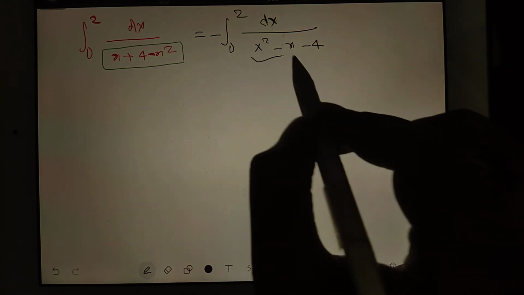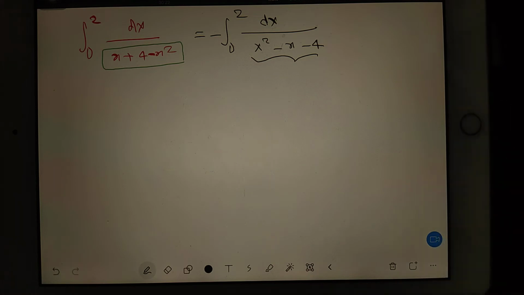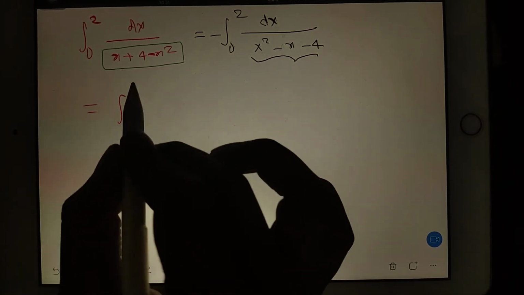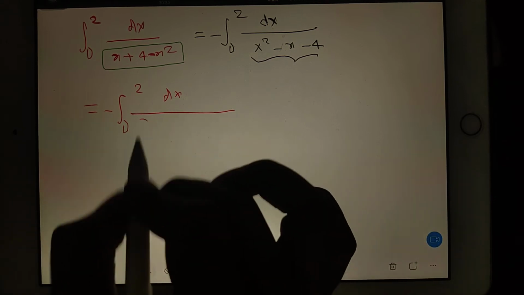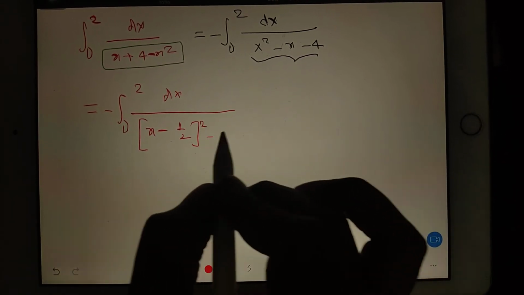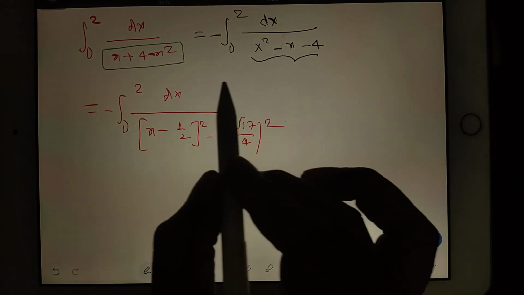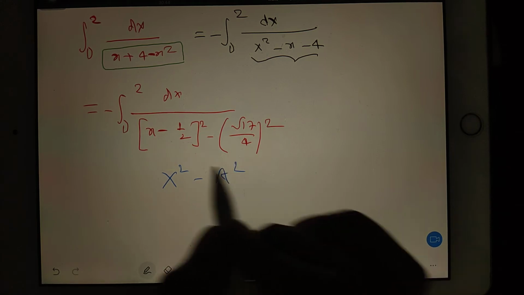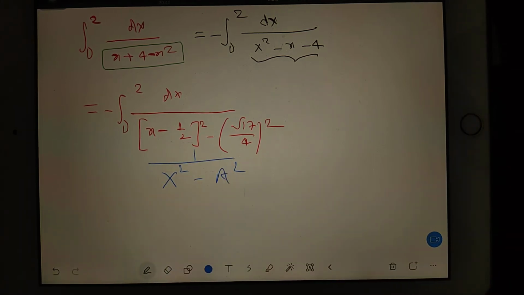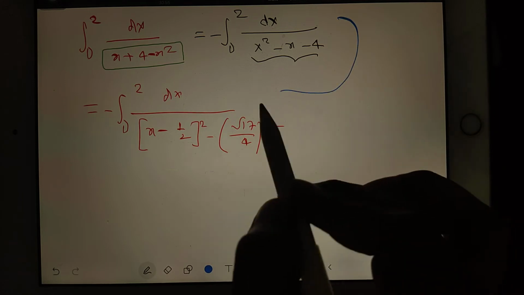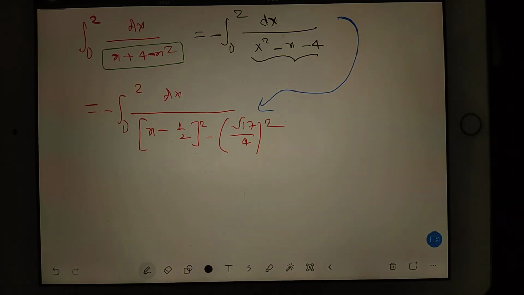Now we are going to convert this into a perfect square. When you convert this into a perfect square, it will look like this: 0 to 2, minus dx whole divided by under root of x minus 1 by 2 square minus 17 by 4 square. Then we will apply the formula of 1 by x square minus a square, and we can directly use this for the integration. But the point is how to convert this step into this step. It's like the perfect square method.